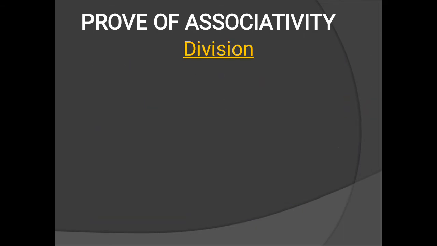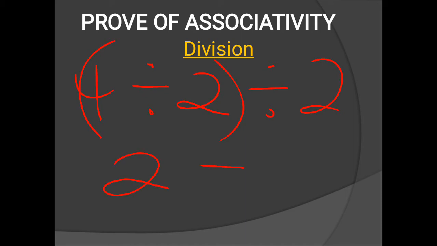Division. All right, so division is also not always associative. It is not associative because it will not always give us the same answer. Let's try 4 divided by 2 divided by, say, 2. We group the first two. 4 divided by 2 is 2. Now 2 divided by 2 will give us 1. Okay, let's group the last two and see. We had 1.